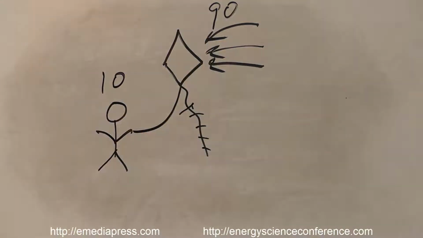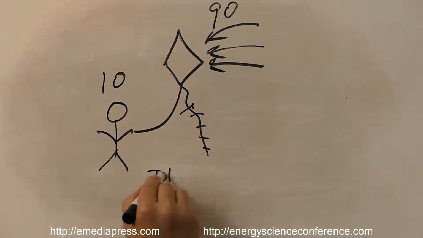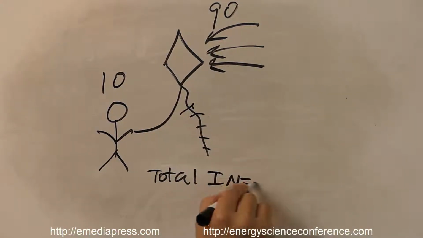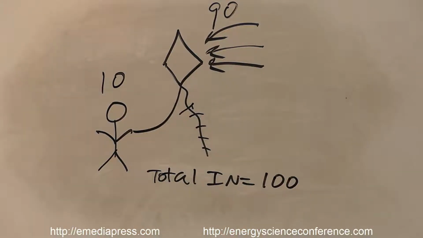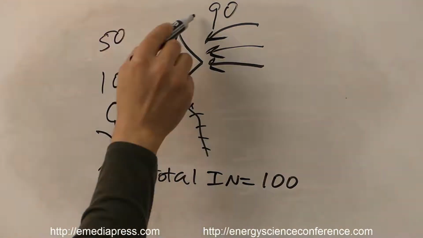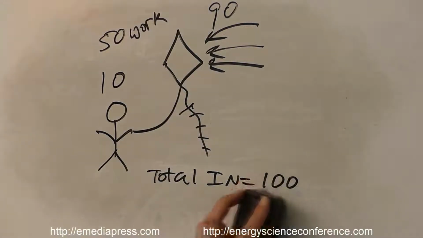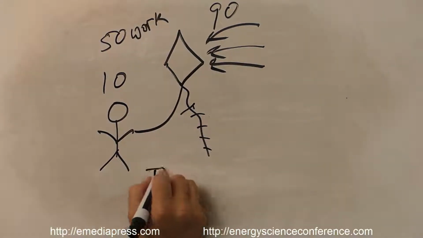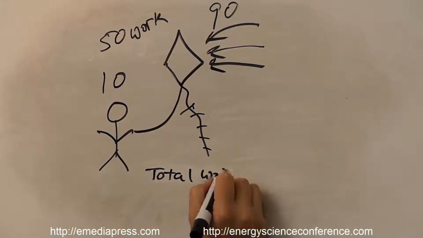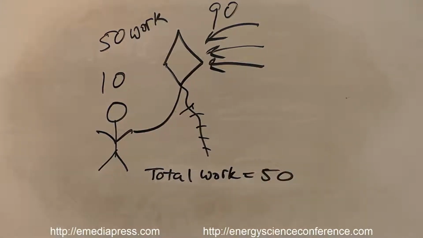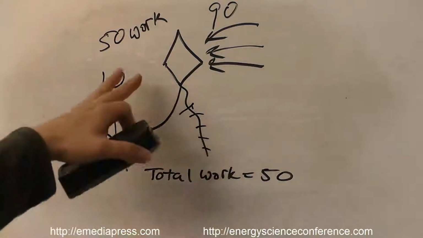The total input here is total in equals 100. But for coefficient of performance, which is different from efficiency, we know that 50 parts of work were done. Intended work of flying the kite. So what we're going to look at is total work equals 50, and we're talking about intended work.